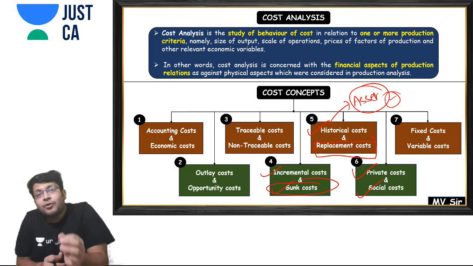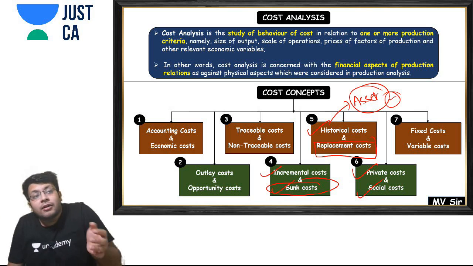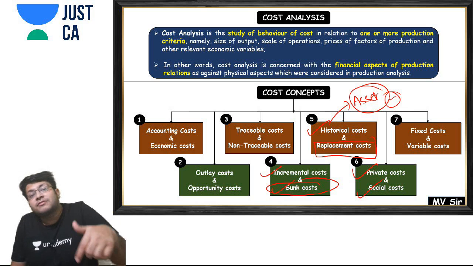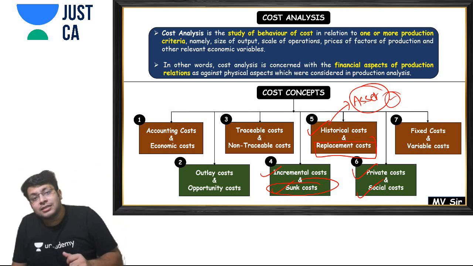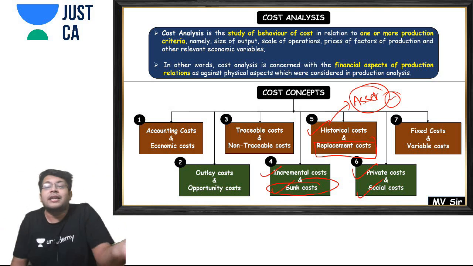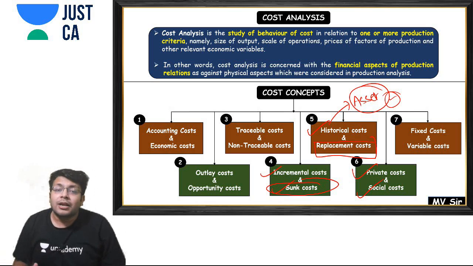Now if you are running a factory, and because of that factory there is air pollution, society also needs to pay a cost for that air pollution. Yes, because of air pollution the whole society gets hampered. So those costs would come under social cost.